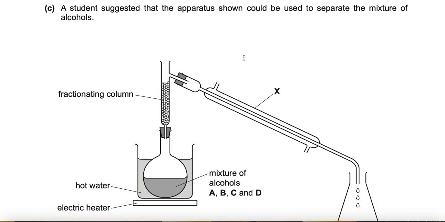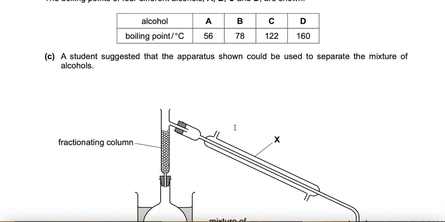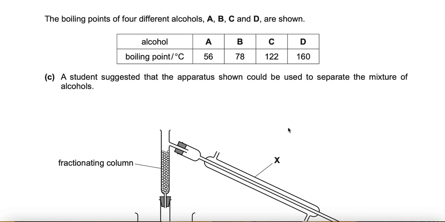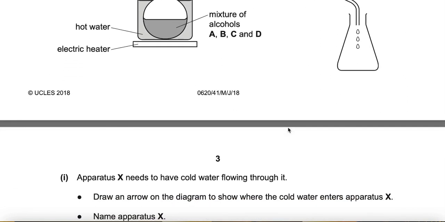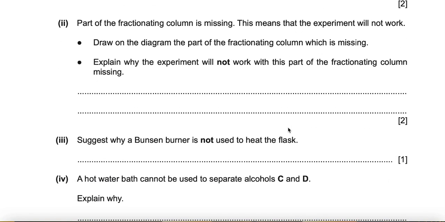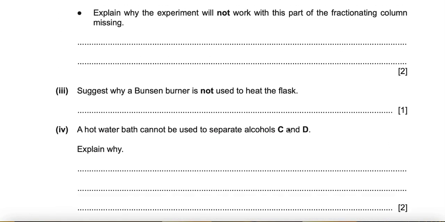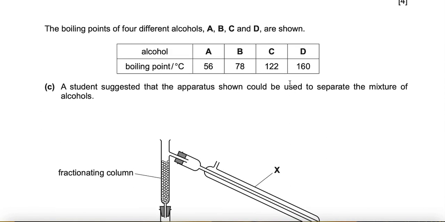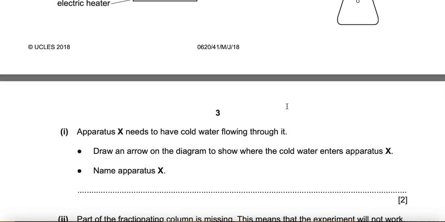Let's see the boiling points of C and D: 122 and 160. So a hot water bath cannot be used to separate C and D. You can see here the boiling points of C and D exceed 100 degrees. Water's boiling point is 100 degrees Celsius. So it can only be used for A and B. C and D have boiling points that exceed 100, so we cannot use a hot water bath for C and D.